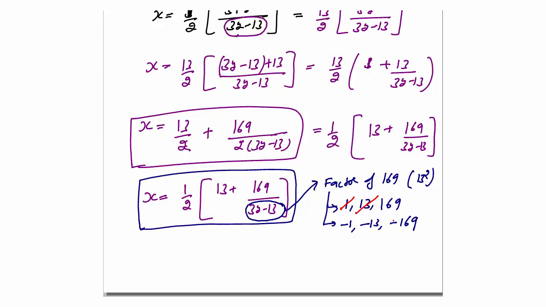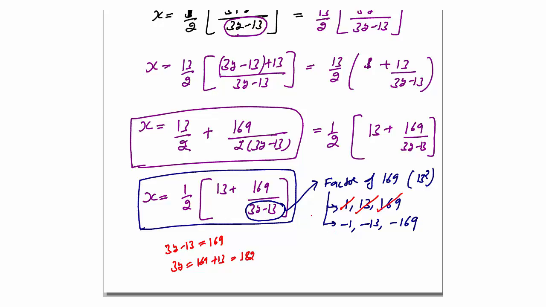Now 3y minus 13 is 169, then 3y would be 169 plus 13, that is 182. Now 182 again is not a multiple of 3, so it is not divisible by 3, and this is not a valid value.